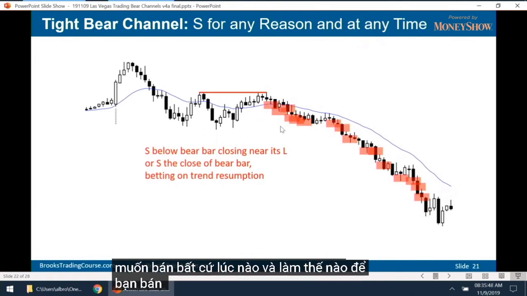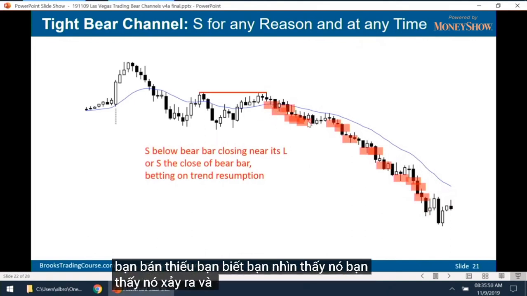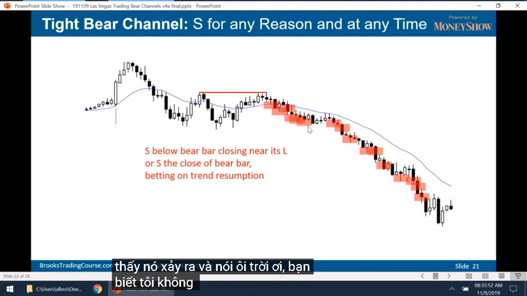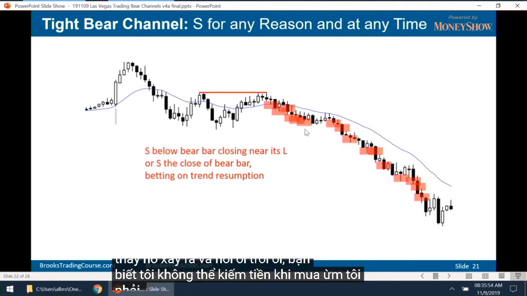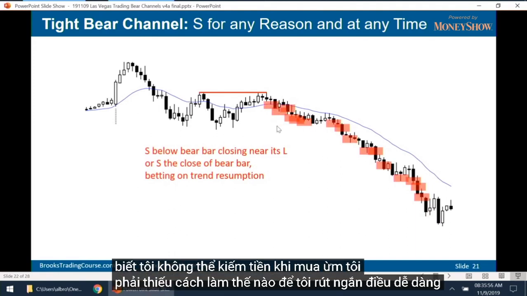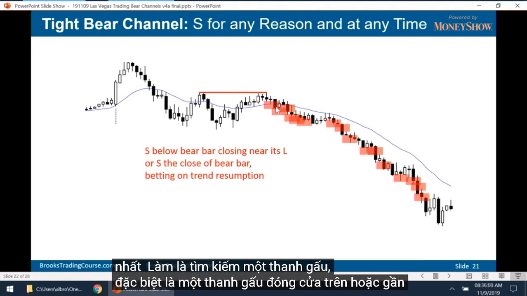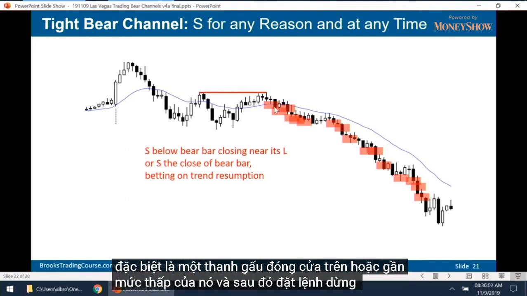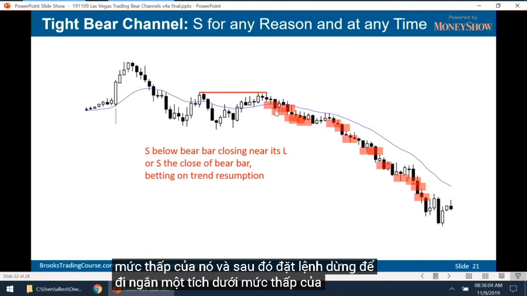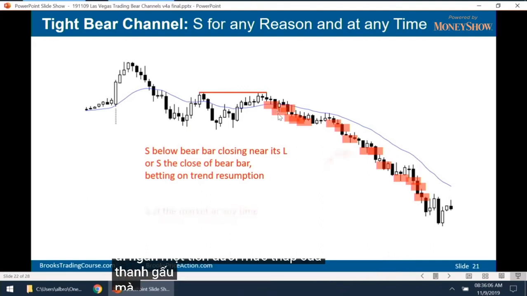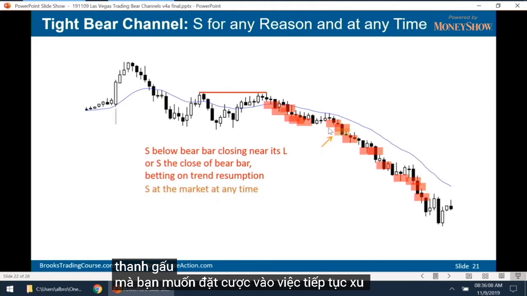Anytime, and how do you get short? You see it happening and say, oh my gosh, I can't make money buying. I've got to get short. How do I get short? Easiest thing to do is look for a bear bar, especially a bear bar closing on or near its low, and then place a stop order to go short 1 tick below the low of the bear bar. You want to bet on trend resumption down.